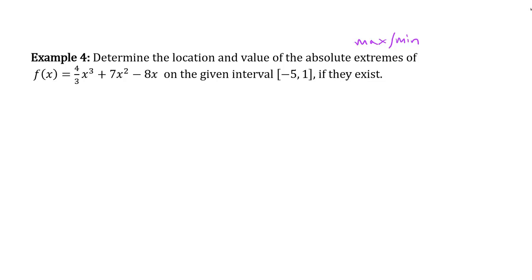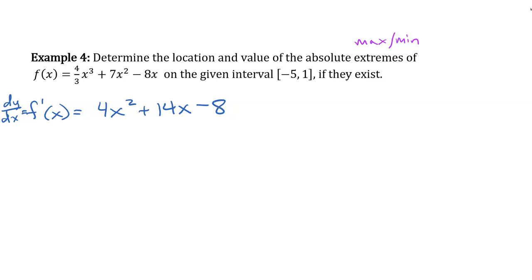So we're going to find the critical values. So find the derivative, so f prime. Now why am I using f prime here instead of dy dx? Well, they gave me f of x. So f prime as the derivative instead of dy dx is just natural. But it is the same thing, right? So times 3, so that would be 4x squared plus 14x minus 8.